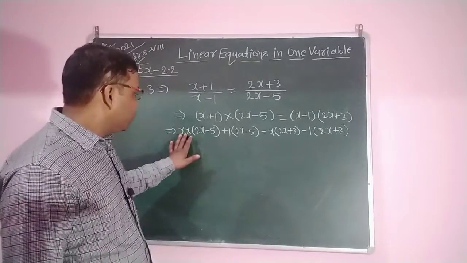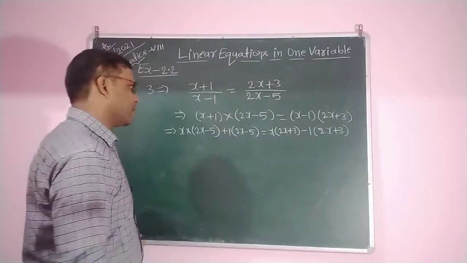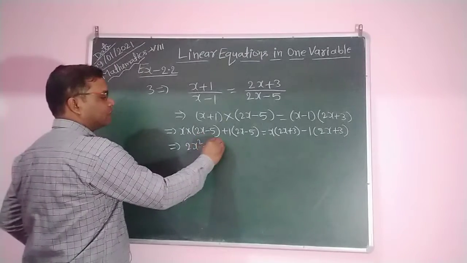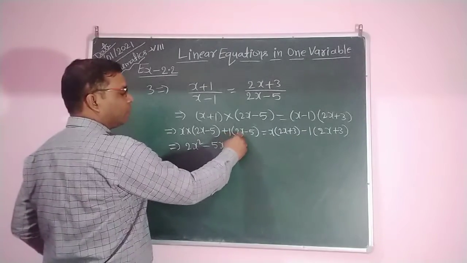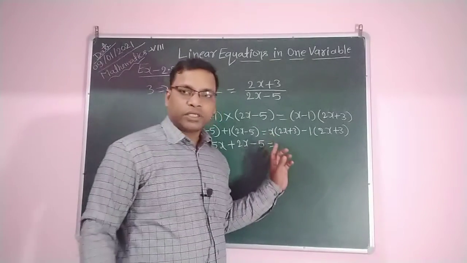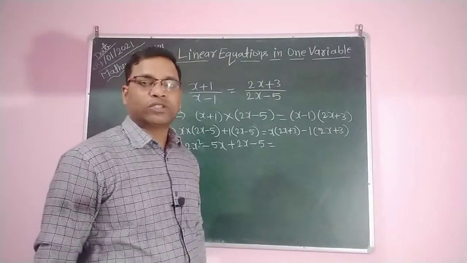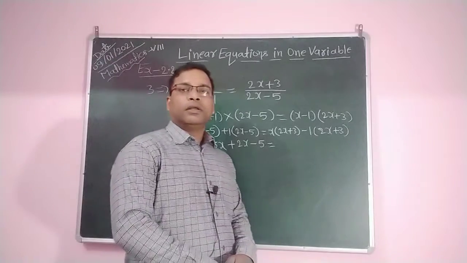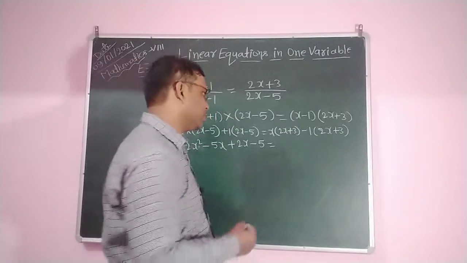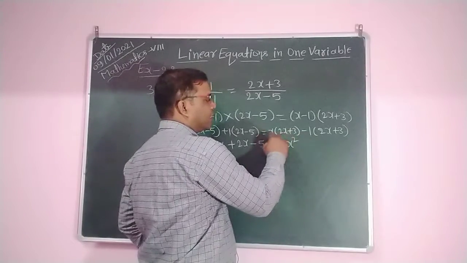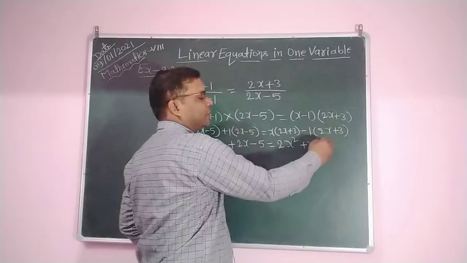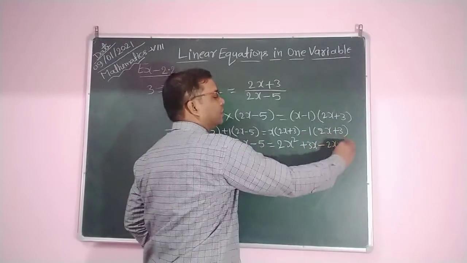So when you open this bracket, x into 2x, so x into x is equal to what? x square you get. So it becomes 2x square minus x into 5, this is minus 5x, plus 1 into 2x, this is 2x, minus 1 into 5, this is minus 5. Clear? Now again here, 2x into x, or x into 2x, you get 2x square. According to the law of exponents, x into x is equal to x power 2. So it becomes 2x square and x into 3, 3x. And open this bracket here, minus 1 into (2x plus 3), this becomes minus 2x minus 3.